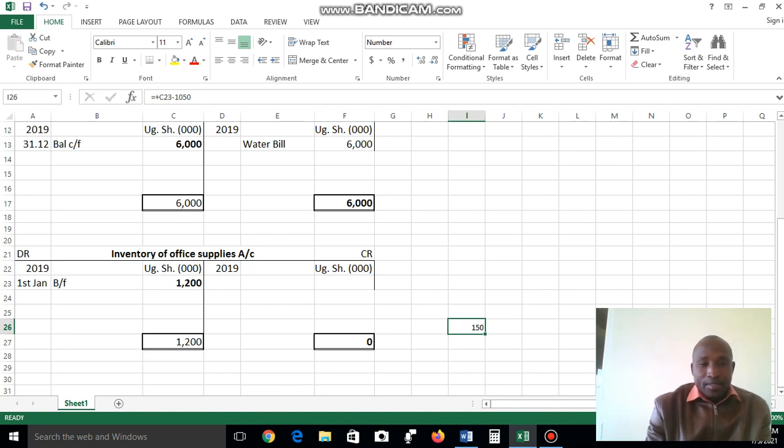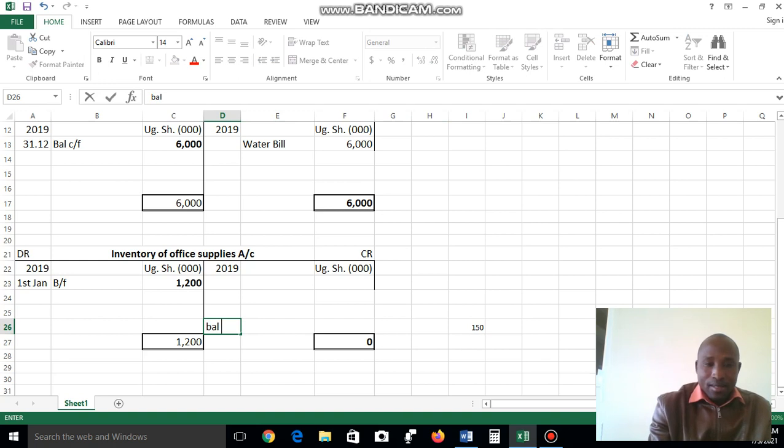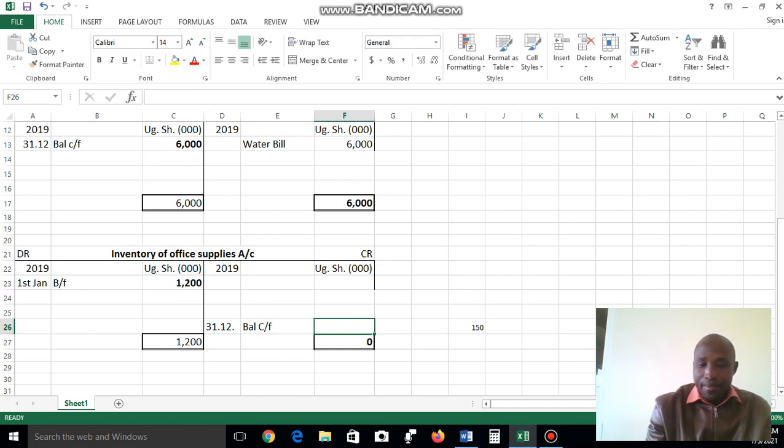So now the balance carried forward here, we shall come here and say this is balance carried forward on 31st December, which would be 1,050,000. So the difference of 150,000 here is a loss.